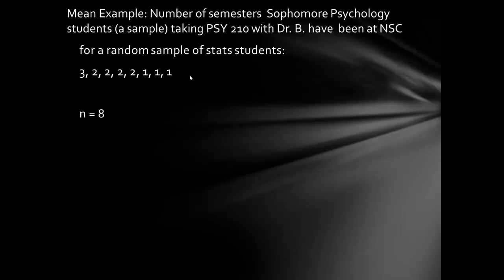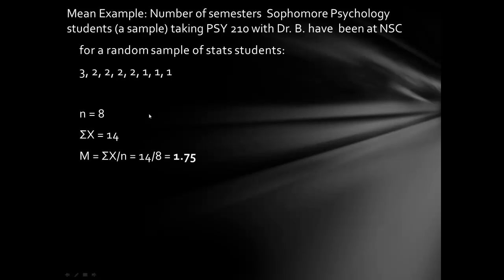The sample size is 8. We have 1, 2, 3, 4, 5, 6, 7, 8 scores. The sum of X is 14, and you can get that by literally just adding these scores together. 3 plus 2 plus 2 plus 2 plus 2 plus 1 plus 1 plus 1 will give you 14.